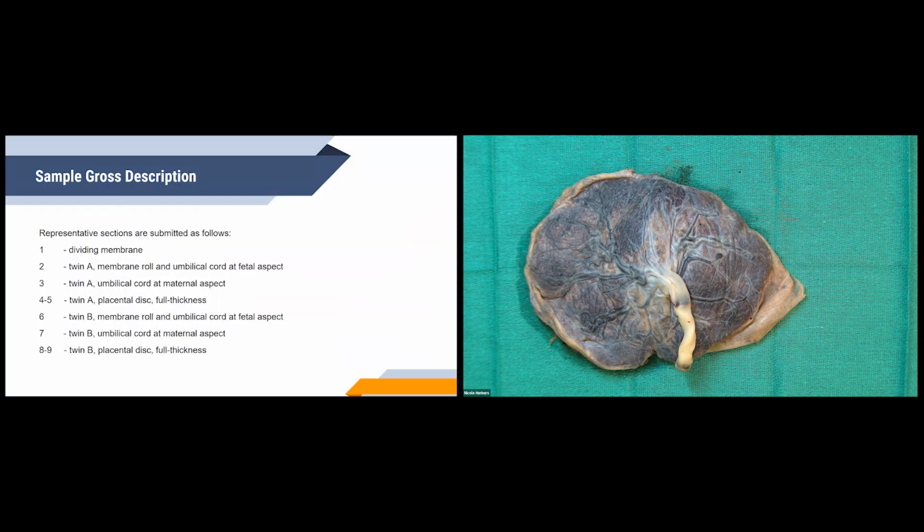For my section code, it will be again representative sections. My first cassette will be the dividing membrane. My second cassette will be twin A with the membrane roll and umbilical cord at the fetal aspect. Then my cassette C will be my twin A umbilical cord at maternal aspect. And then 4 to 5 will be the twin A placental disc full thickness sections. 6 will be twin B, and it will be the membrane roll and umbilical cord at fetal aspect. Then 7 will be twin B umbilical cord at maternal aspect. And then 8 and 9 will be twin B placental disc full thickness sections again.